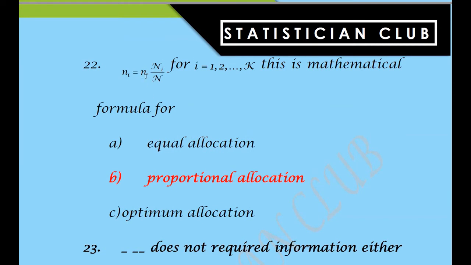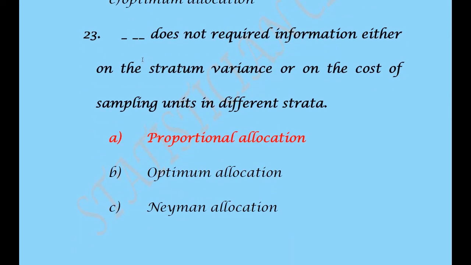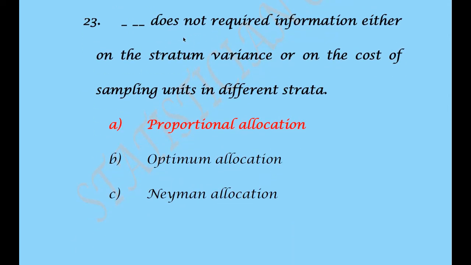Ni is equal to n times capital Ni over capital N for i varies 1 to k. This is the mathematical formula for proportional allocation. It does not require information either on stratum variance or on the cost of sampling units in different strata. It is called proportional allocation.